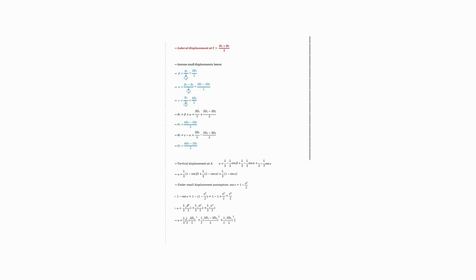Q1. A. Assume the displaced configuration is based on the 2 independent displacements, D1 and D2. The lateral displacement at point C is the average of D1 and D2. Assuming small displacements, the angles are defined as follows. Beta is D1 divided by L. Alpha is the difference between D1 and D2 divided by L. Gamma is D2 divided by L.